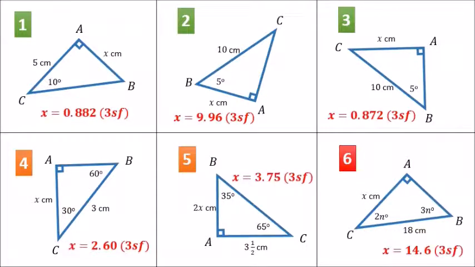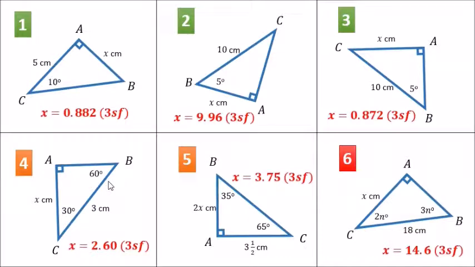Alright, here are the answers. So for question 1, we're using tan 10 is x over 5. So x is equal to 5 tan 10. Here we get cos 5 is equal to x over 10, so we get x is 10 cos 5. Here we have sine of 5 is equal to x over 10, so x is equal to 10 sine 5.